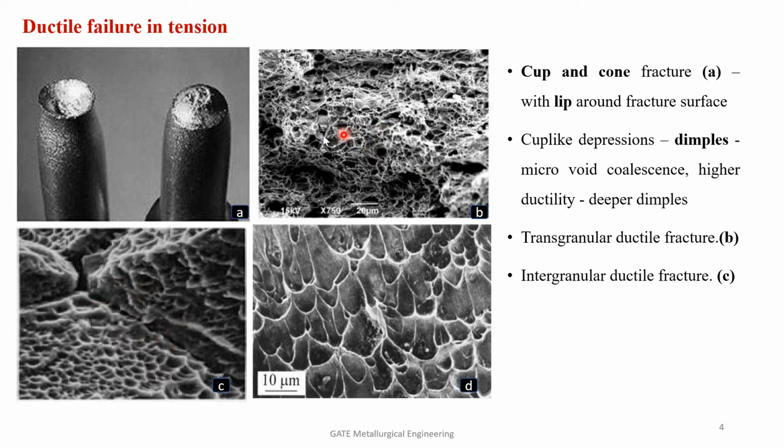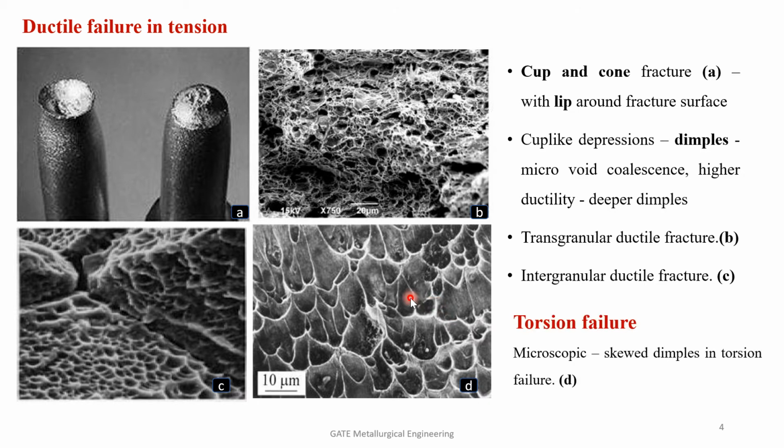So what are these dimples? These dimples are actually micro voids that come together. And there are two fractographs here actually. B is transgranular ductile fracture, that is, it is happening across the grains, and C is intergranular ductile fracture, that is happening through the grain boundaries, that is intergranular. So then you might be wondering what this final image is. So we have already understood that ductile failure in tension will give rise to cup-like depressions called dimples, and it will have a cup and cone fracture surface. So then what is this thing?